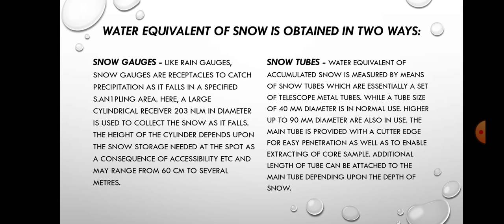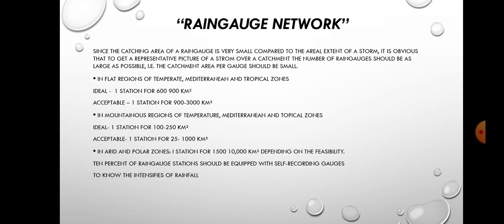Second, snow tubes. Water equivalent of accumulated snow is measured by means of snow tubes, which are essentially a set of telescoping metal tubes. A tube size of 40 mm in diameter is in normal use, while sizes up to 90 mm diameter are also in use. The main tube is provided with a cutter edge for easy penetration, as well as to enable extraction of a core sample. Additional length of tube can be attached to the main tube depending upon the depth of snow.